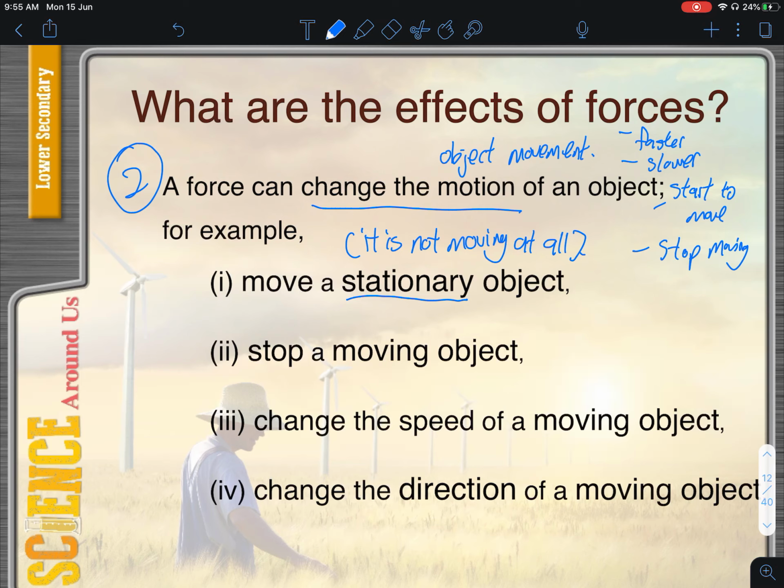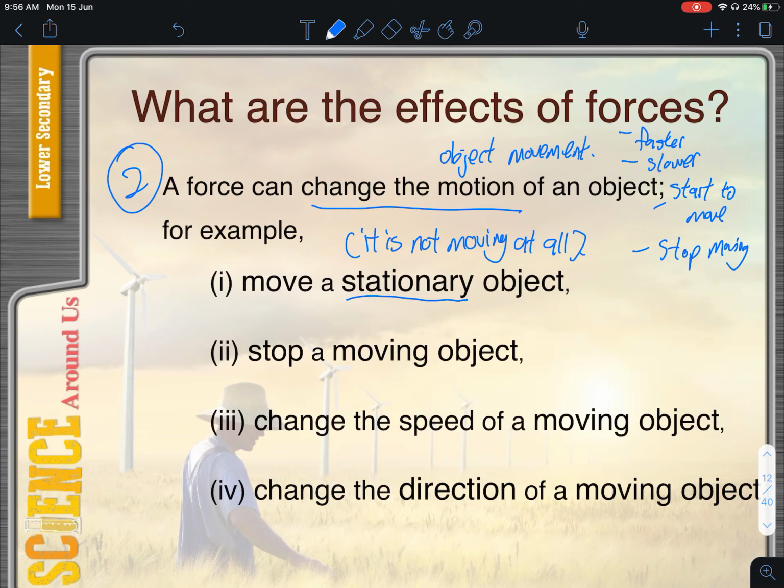Second thing is to stop a moving object. So it's like you imagine there's actually a bicycle coming towards you. You stand there and you actually use two hands to stop the bicycle from moving towards you. And if the bicycle stops, you have already exerted force. You have stopped a moving object.